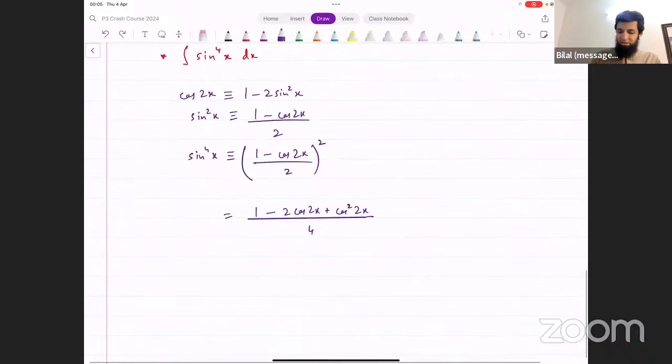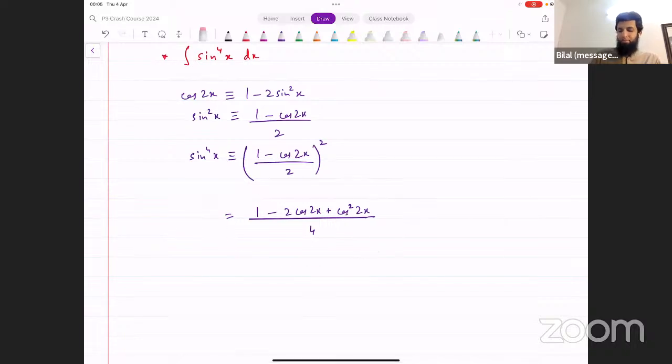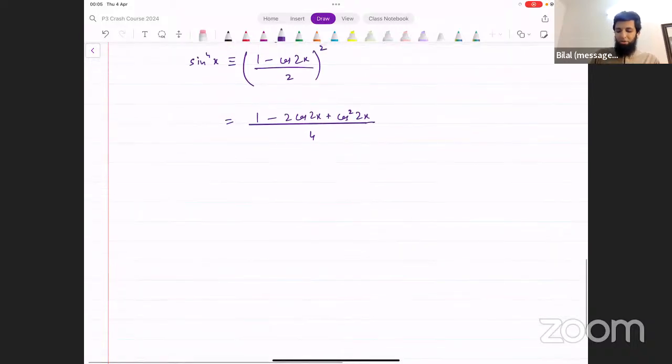Can we integrate this expression now? 1 can be integrated. 2 cos 2x can be integrated, but we still have a problem. What about cos squared 2x? We still have a square here. In order to be able to integrate this whole expression, we also need to get rid of this cos squared 2x. Now, how do you do that? I can write this 4 outside just to make things a bit simpler. Inside, I have 1 minus 2 cos of 2x. Now, what about cos square of 2x?